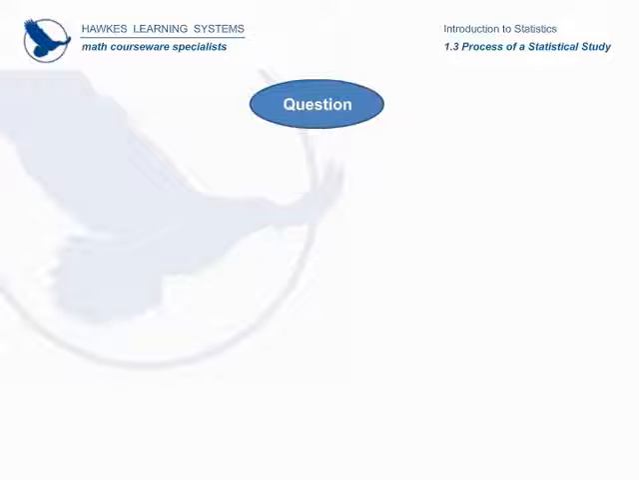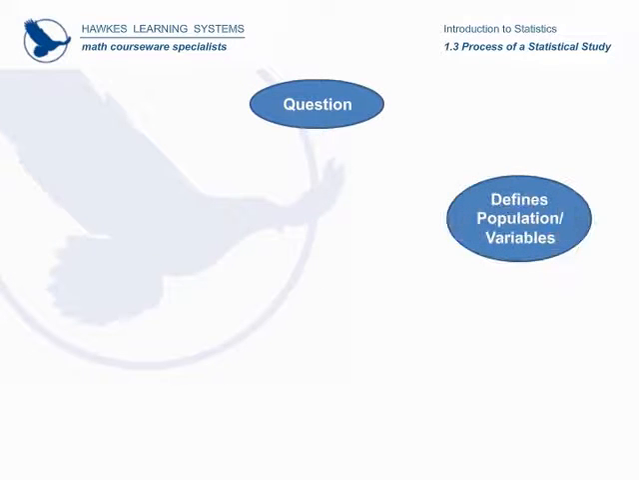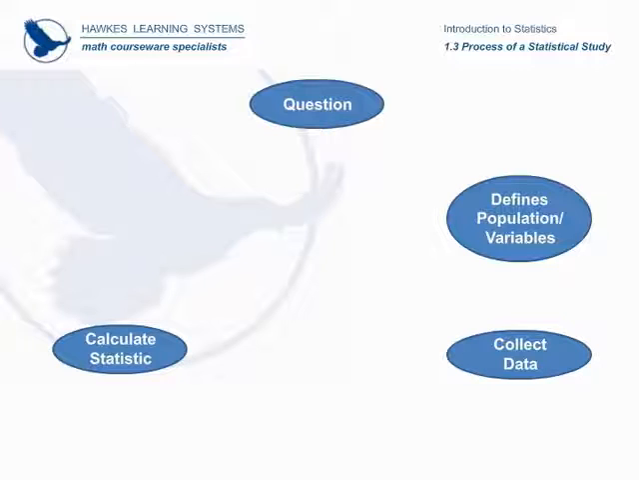Next, let's take a look at some questions and how those questions can be answered by defining our population parameters or variables, and then we would collect data. Then we would calculate a statistic, and remember a statistic is from a sample, and then we can estimate a parameter.